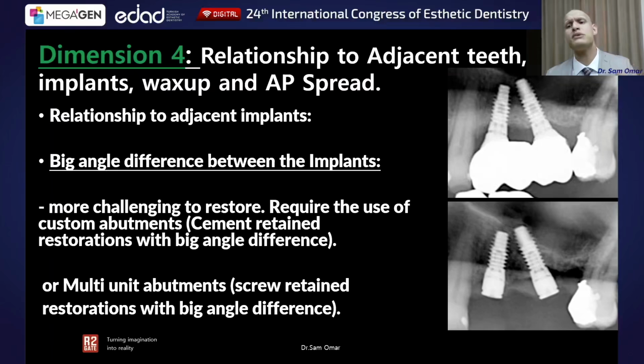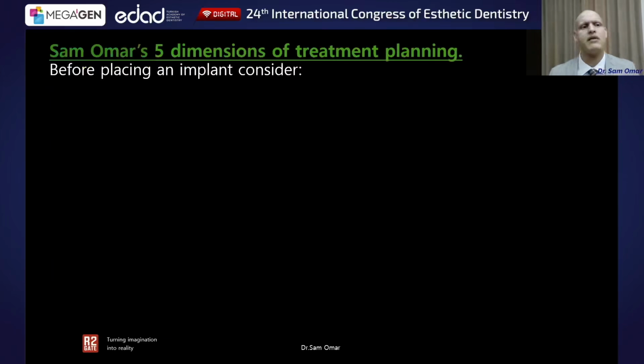The reason why is because we'll need to use multi-unit abutments or custom-made abutments, which make the prosthetic procedure a lot more difficult and cost even more to restore the cases. And that could have been easily avoided by planning the 2 implants to be nice and straight. Very good.